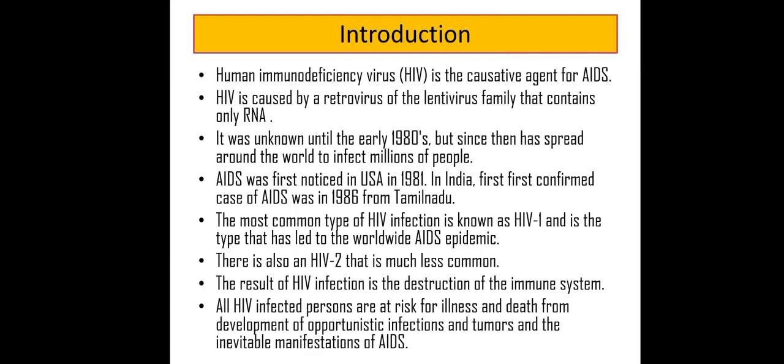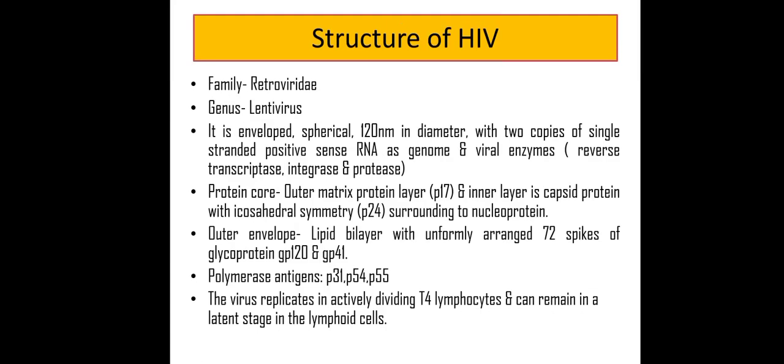The result of HIV infection is the destruction of the immune system. It affects our immune system, preferentially the cellular immune system. All HIV infected persons are at risk for illness and death from the development of opportunistic infections and tumors, and the inevitable manifestation of AIDS.